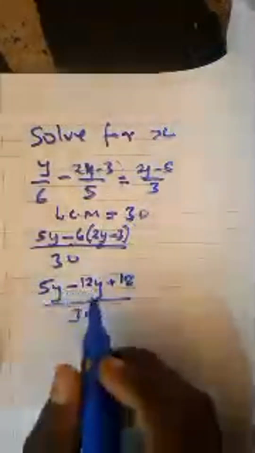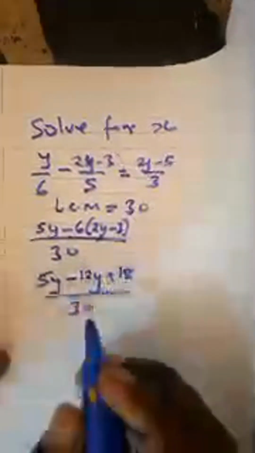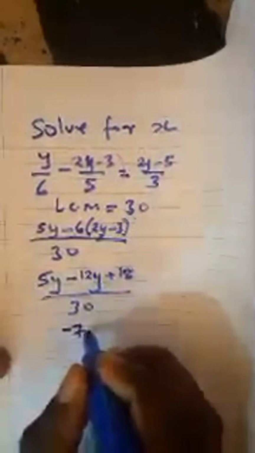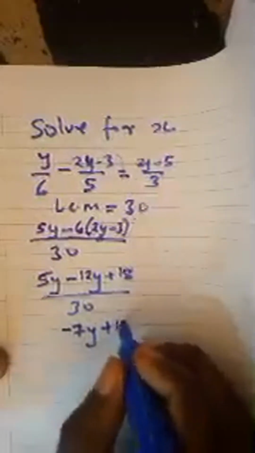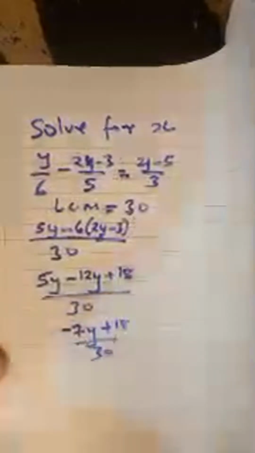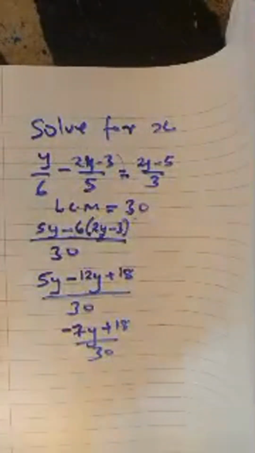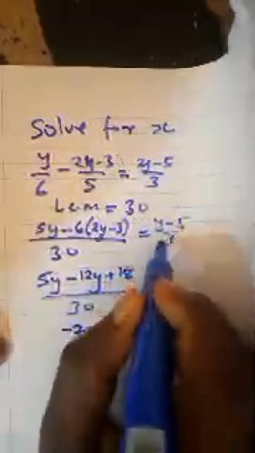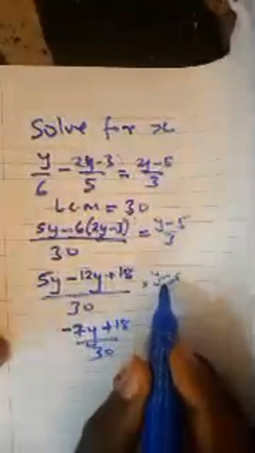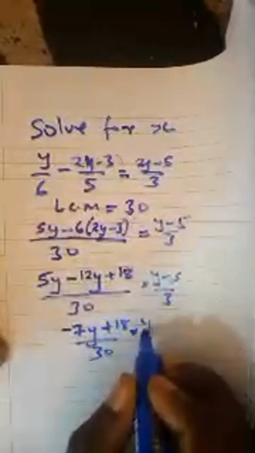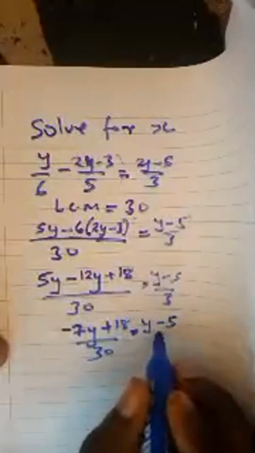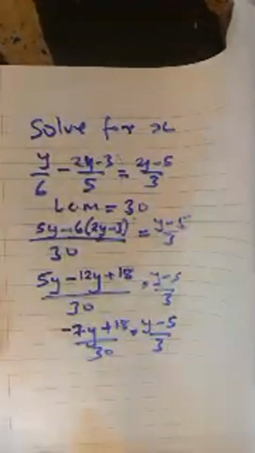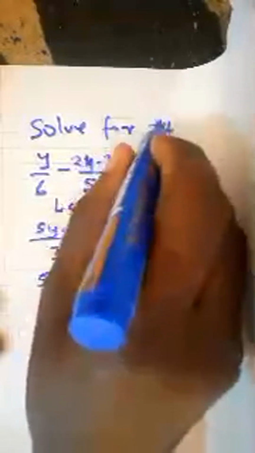5y minus 12y, of course I have negative 7y plus 18 over 30. What about the other side? The other side remains y minus 5 over 3. I'm sorry, it was y minus 5 over 3.